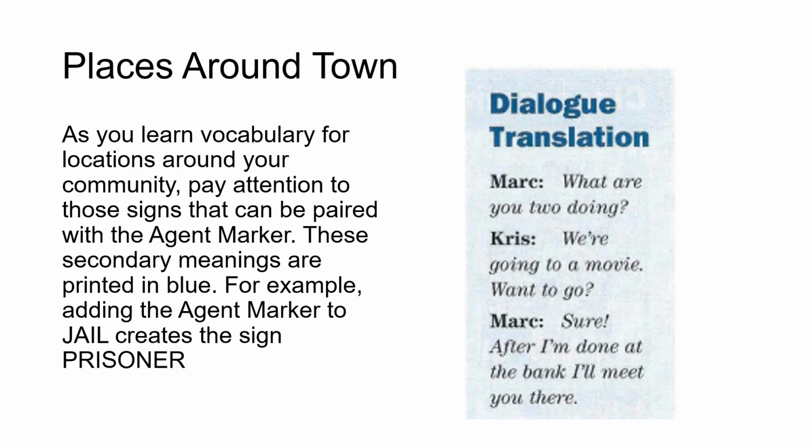Places around town. As you learn vocabulary for locations around your community, pay attention to those signs that can be paired with the agent marker. These secondary meanings are printed in blue. For example, adding the agent marker to jail creates the sign prisoner.